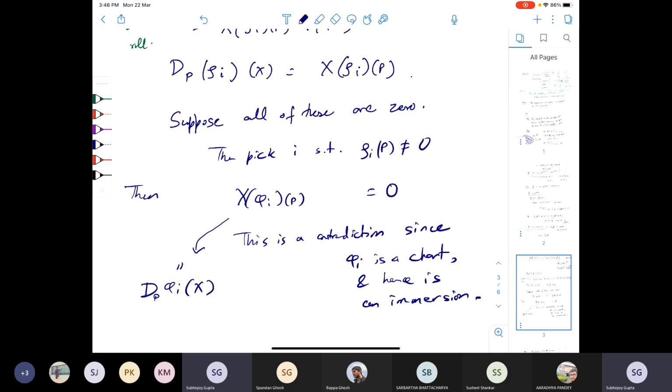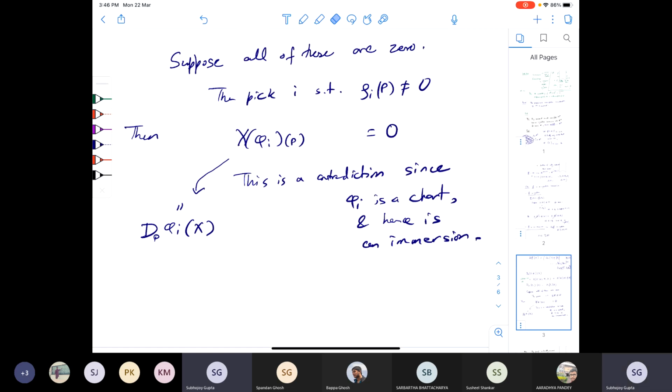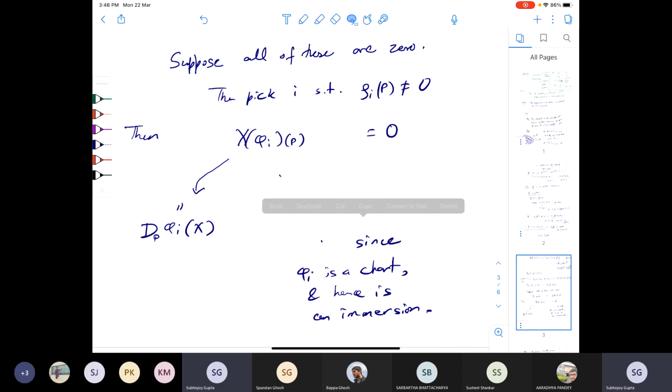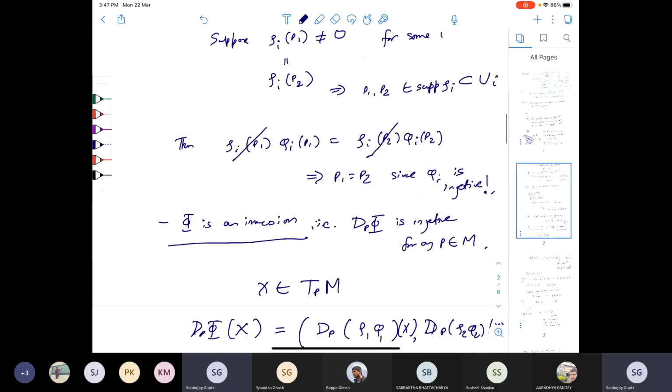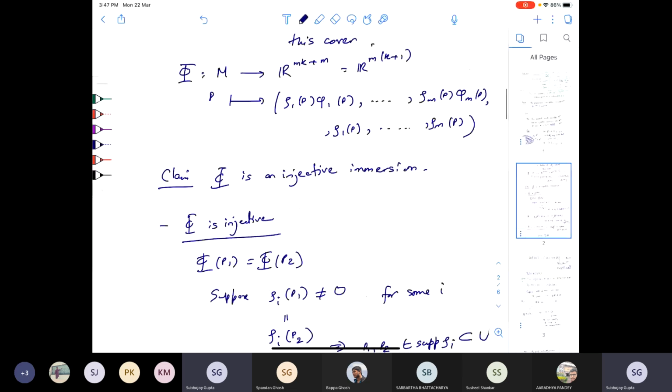So if this is equal to 0, maybe I shouldn't have said it's a contradiction yet. It just says that x is equal to 0, right? So let me just do that instead. This whole discussion then implies that x is equal to 0, since phi I is an immersion. Okay. All right. So this is how you prove that it's both injective and an immersion if you define your map this way.